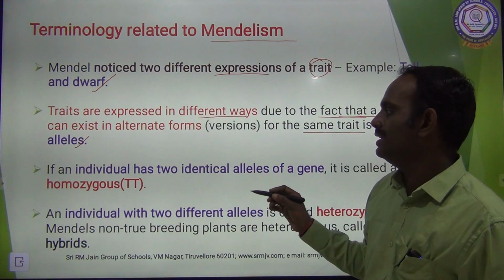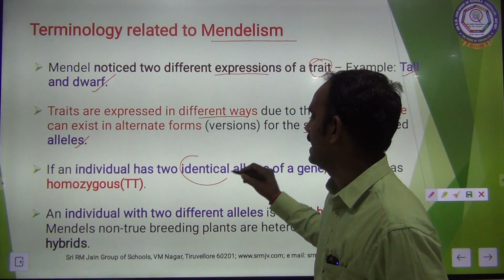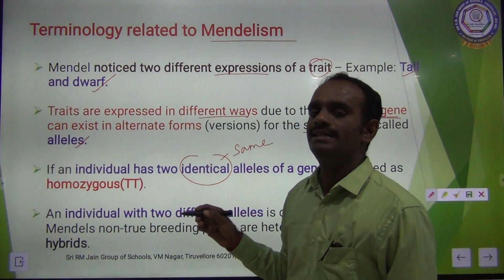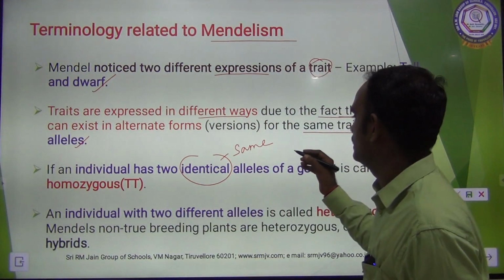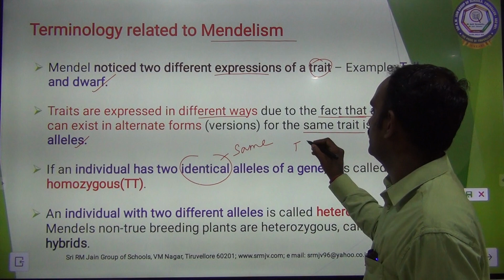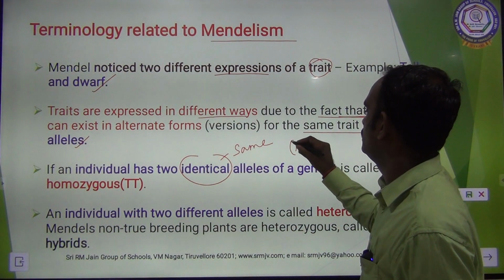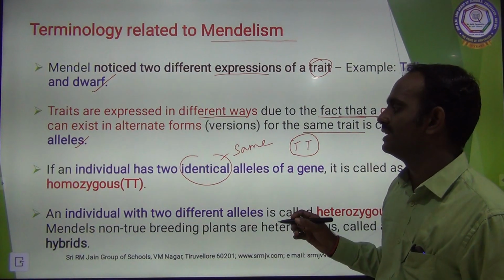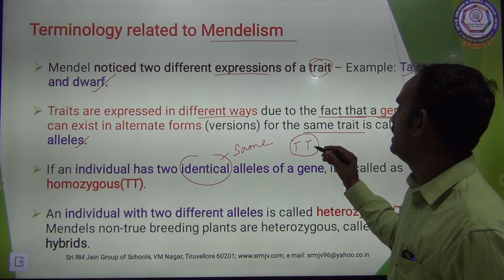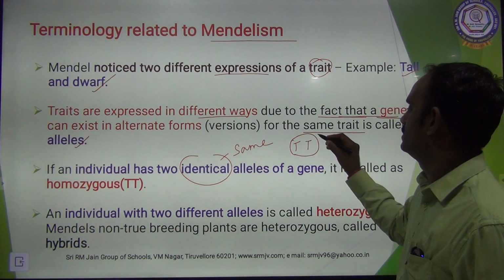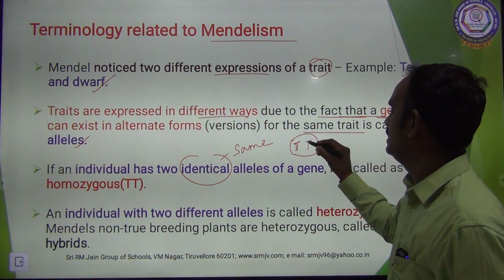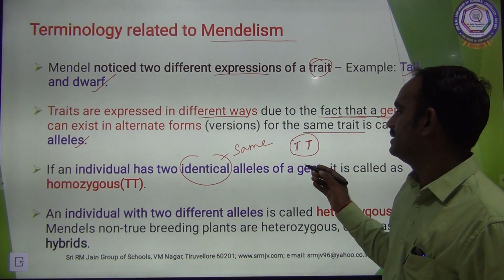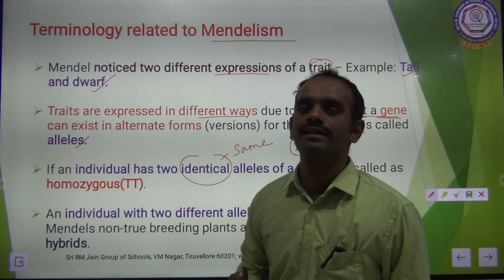If an individual has two identical alleles, identical means the same allele of a gene, it is called homozygous. See, tall means capital T, capital T. Both alleles are the same, both are identical. This is the gene, and this T is called an allele, this T is another allele. Since both alleles are identical, it is said to be homozygous.